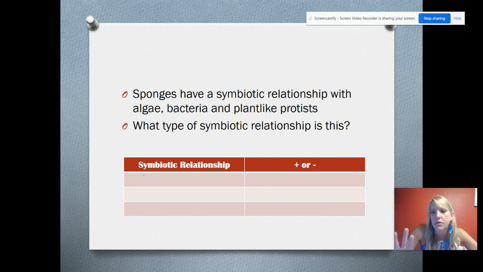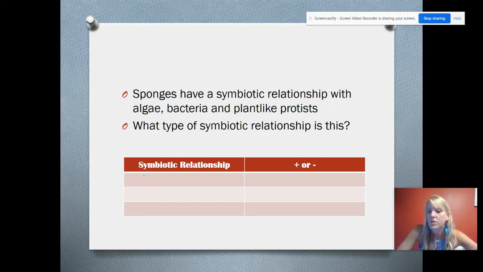All right, so sponges have a symbiotic relationship with algae, bacteria, and plant-like protists. There are 3 different types of symbiotic relationships. I said this in the biology communities PowerPoint. Symbiosis is where 2 organisms live closely together and at least one species benefits. So if the plant-like protists and the sponges are living together, then it would be a mutualistic relationship because they're both getting something out of it.